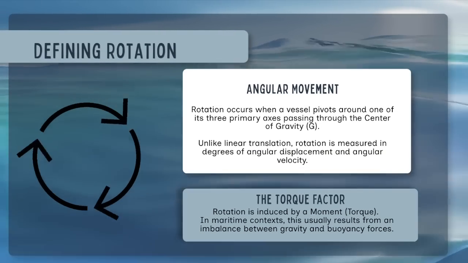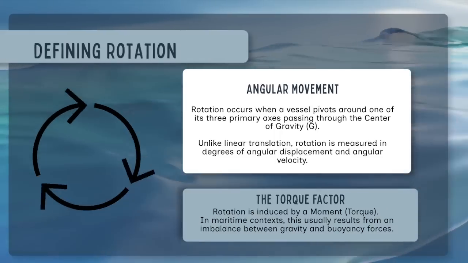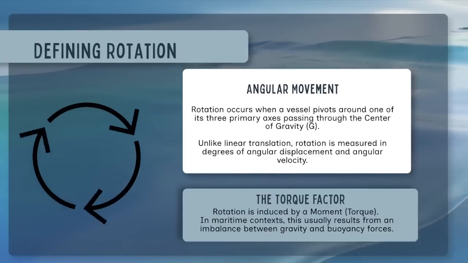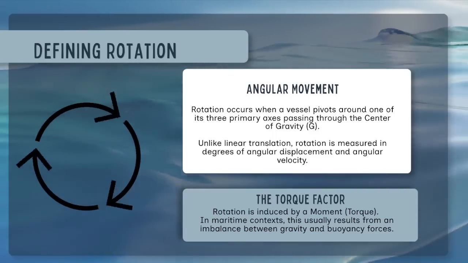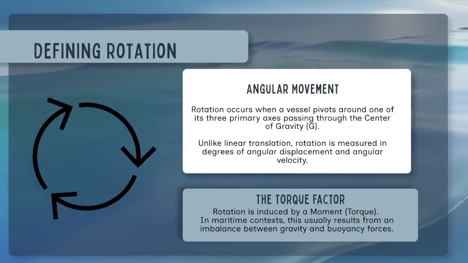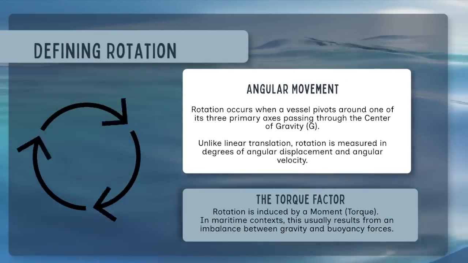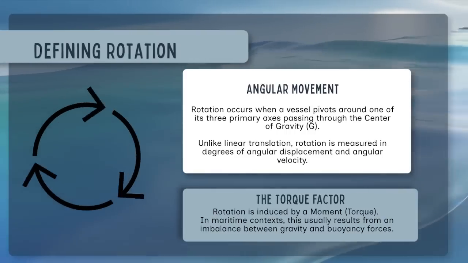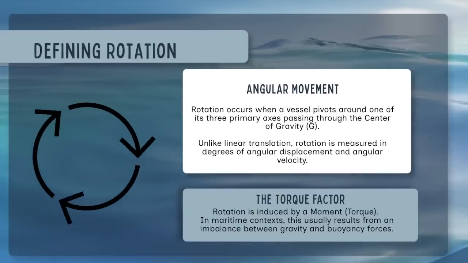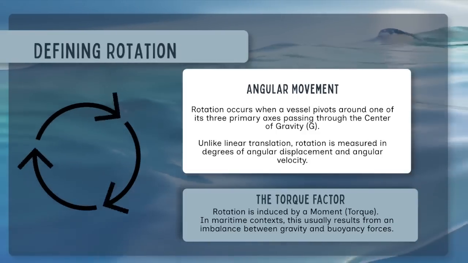So what is the meaning of rotational? First is the angular movement. Rotation occurs when the vessel pivots around one of its 3 primary axes, passing through the center of gravity. Unlike linear translations, rotation is measured in degrees of angular displacement and angular velocity.